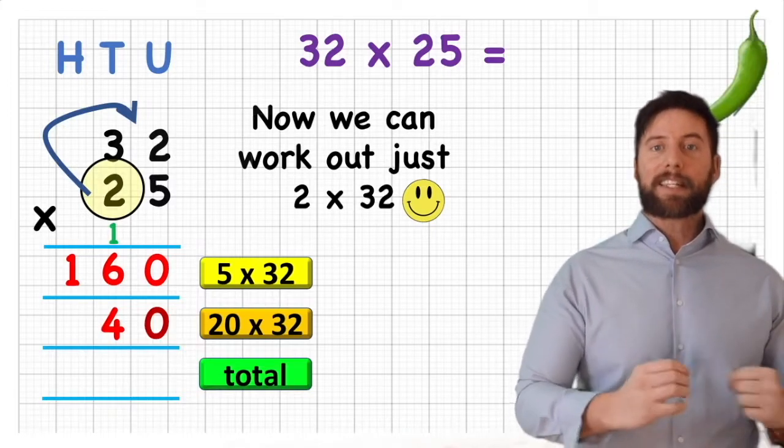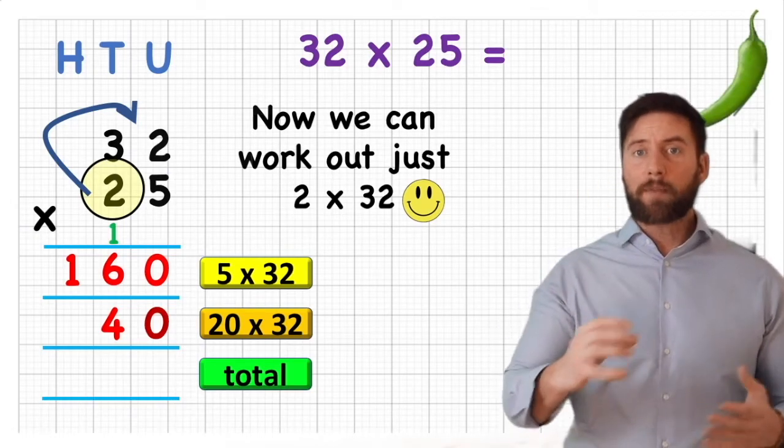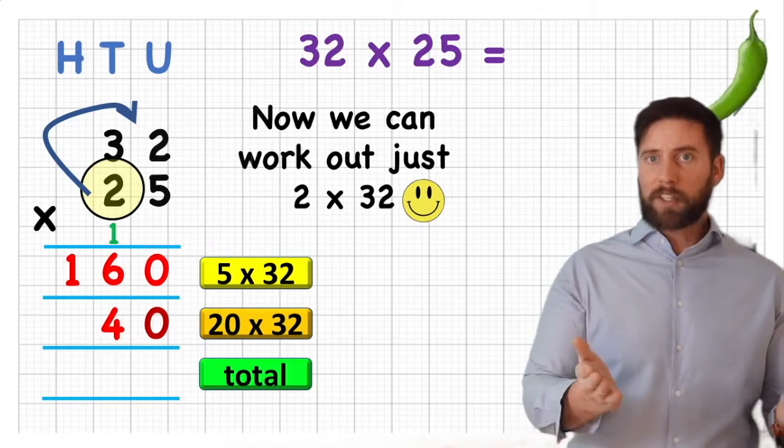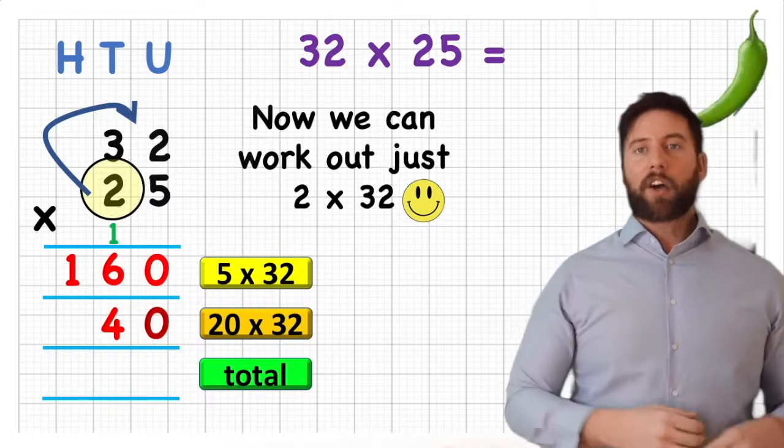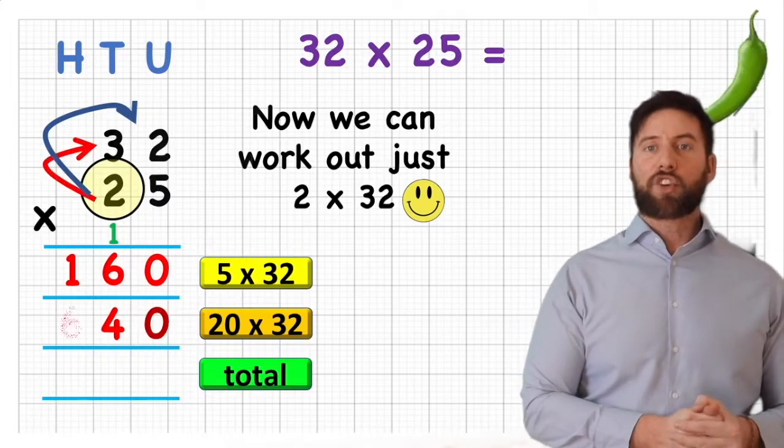So our next space is tens. 2 times 2 is 4. And we can check that because 2 times 20 is 40. And that's what it said. Cool, we know we're doing something right. Okay, so the next part says 2 times 3, which is 6. Put that in there, 640.